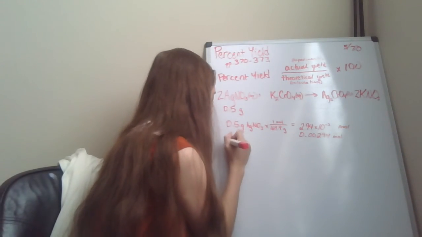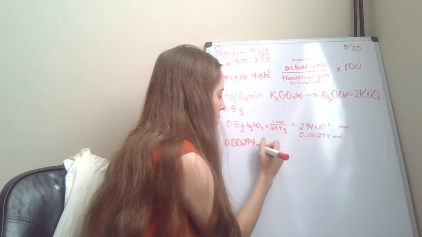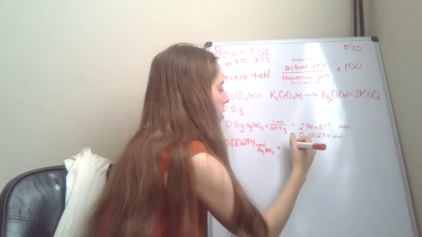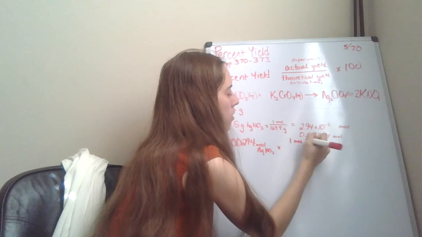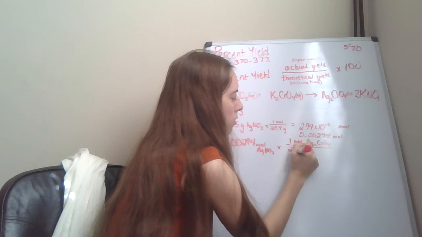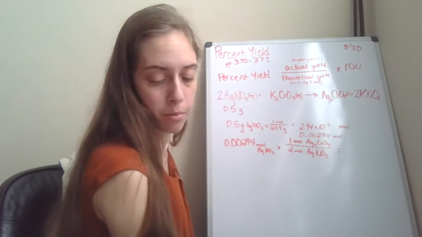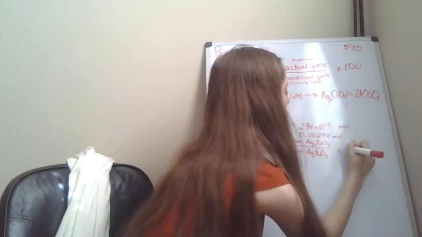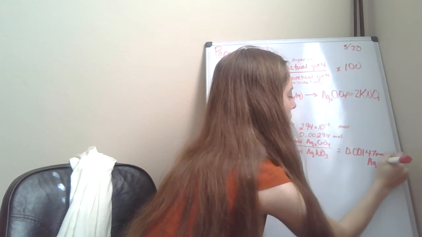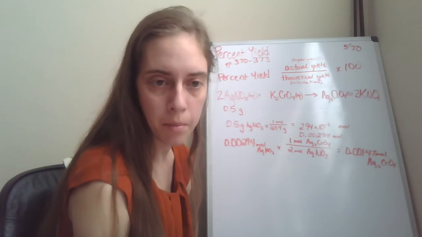So we know that we've got 0.00294 moles of silver nitrate. We're going to multiply that by our ratio, which is 1 mole of silver chromate for every 2 moles of silver nitrate. And we end up with 1.47 times 10 to the negative 3, or 0.00147 moles of silver chromate. Okay, so that's how many moles of silver chromate we're going to end up with.